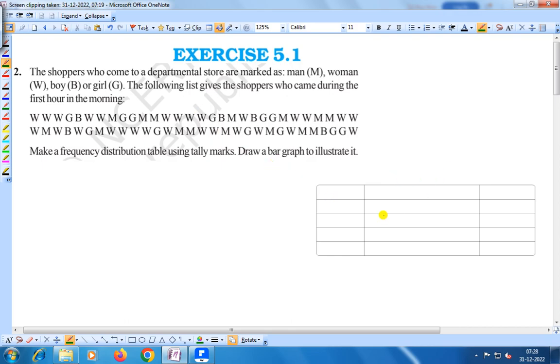We make a table here and we'll write in the table the frequency distribution table. This is the frequency distribution table.